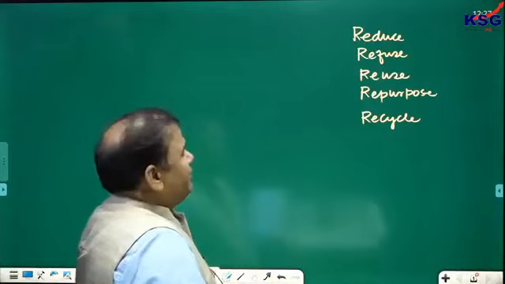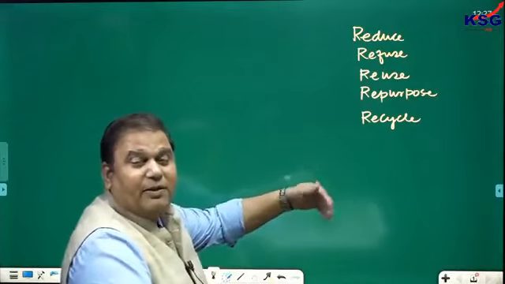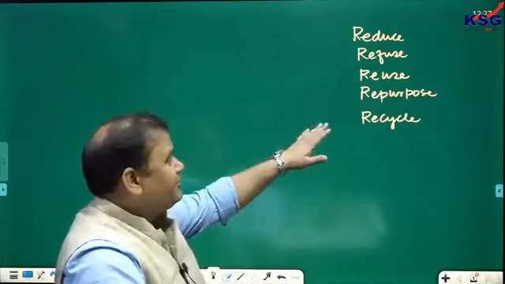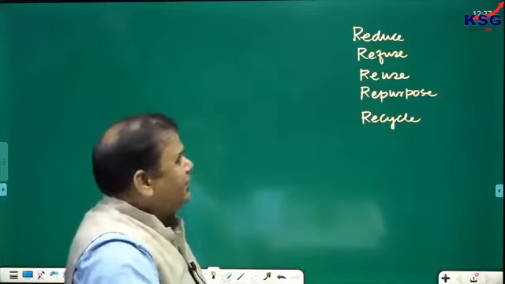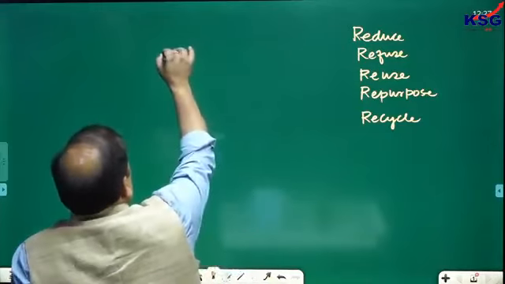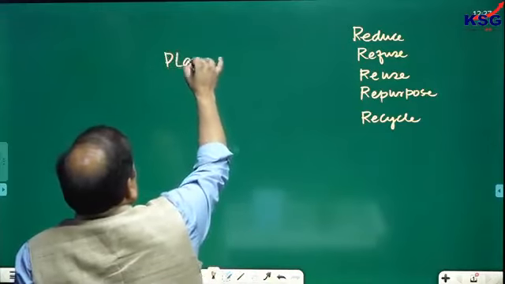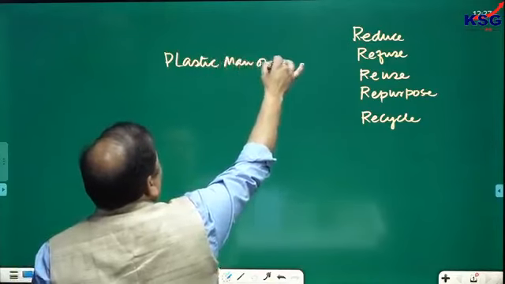Fine, now these are the 5 principles which can be used for managing plastic. That's the first point. Second point, write down the contribution made by Plastic Man of India.